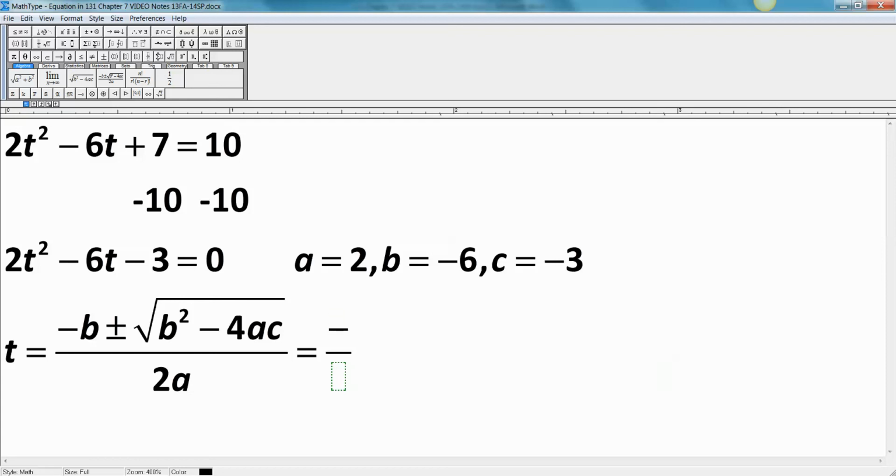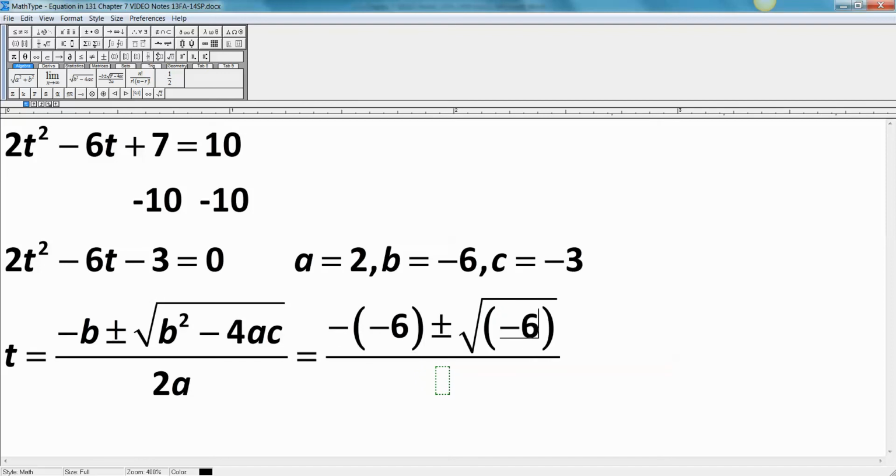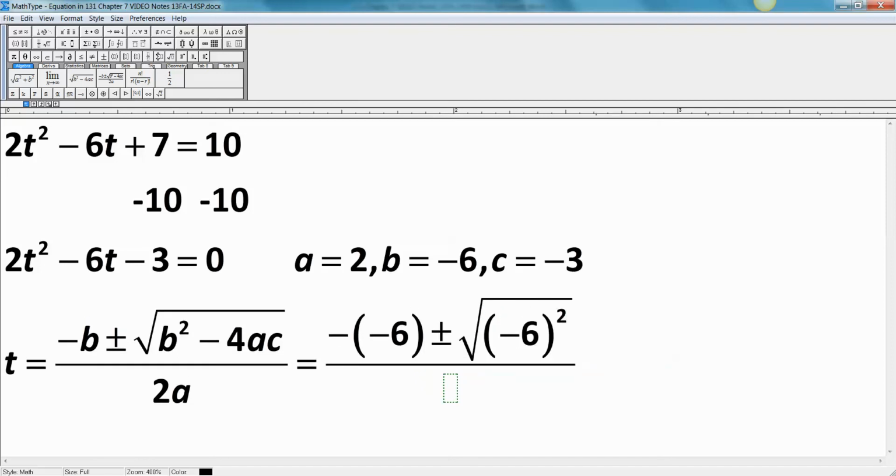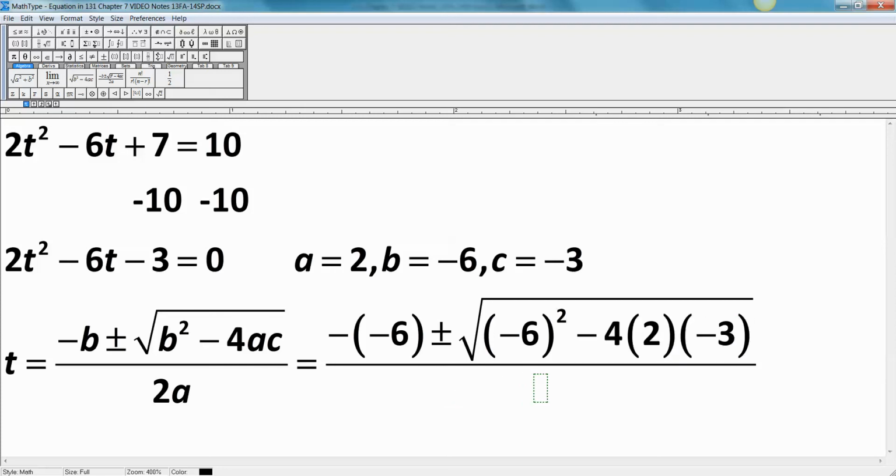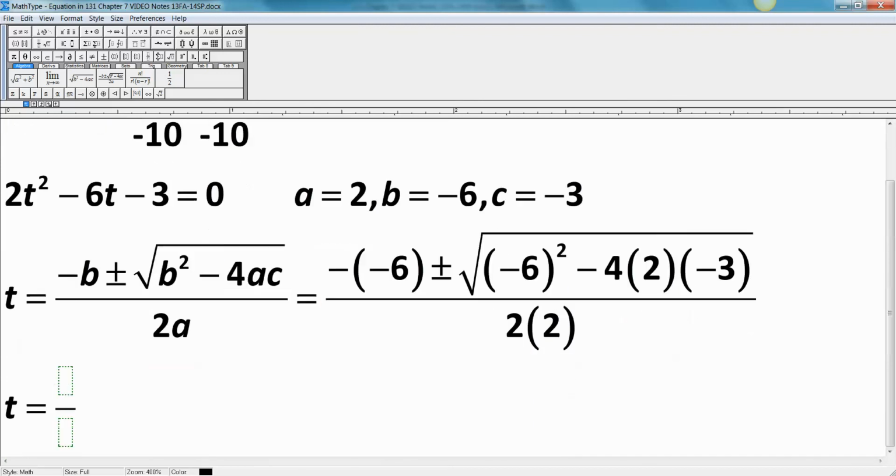All right, so we have t is equal to negative b, that's negative 6. And again, it's such a good idea to get in the habit of putting parentheses around your b values, because that way when they're negative, like they are in this case, you're used to it. So it's parentheses negative 6, close parentheses, squared, minus 4 times 2 times negative 3, all over 2 times 2. Okay, so that's pretty ugly. So t is equal to, all right, negative 6, that's 6. The denominator's 4. We need a plus or minus the square root, and we need to figure out what this is.